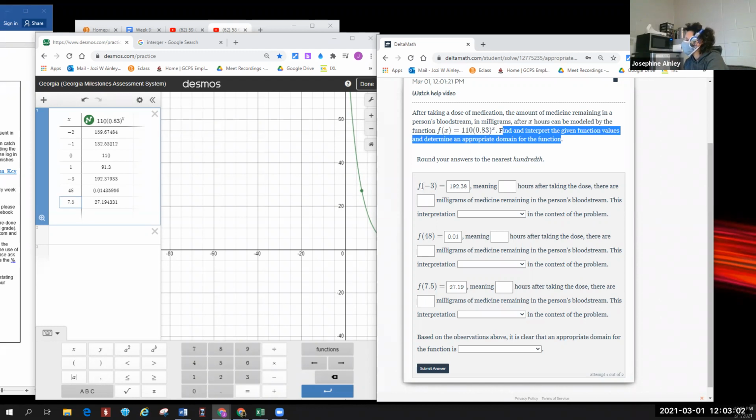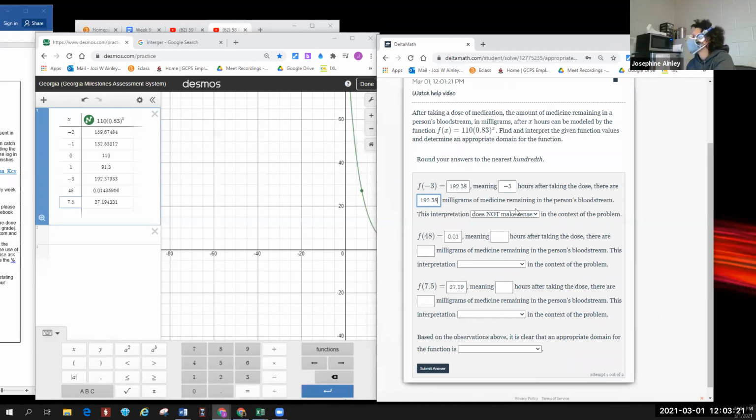All right, so f of -3 equals 192.38, meaning something hours, so -3 hours. Now, ask yourself, can I have a negative hour? Is that possible? Can you have negative time? No, so this does not make sense already. All right, they are how many doses?